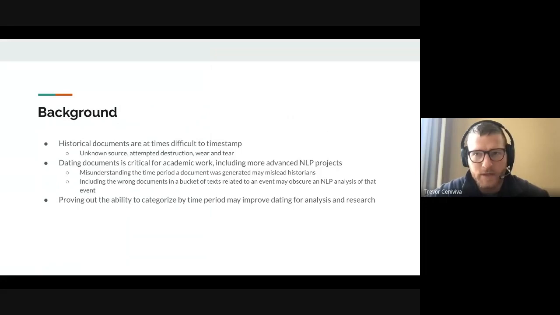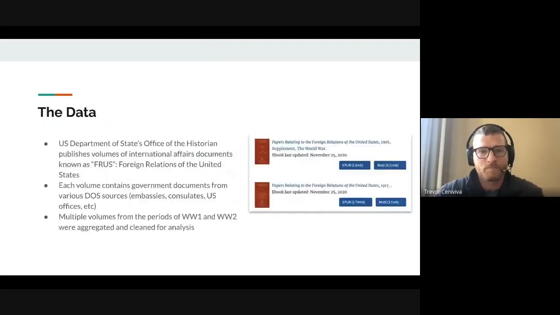Some background on this objective. Historical documents can at times be difficult to timestamp because they were found after a fire or something like that, or someone tried to destroy some documents, or we just don't know what the source of the document was. And this is critical for academic work, including potentially future NLP projects, and proving out this basic ability to categorize by time period may improve analysis further along.